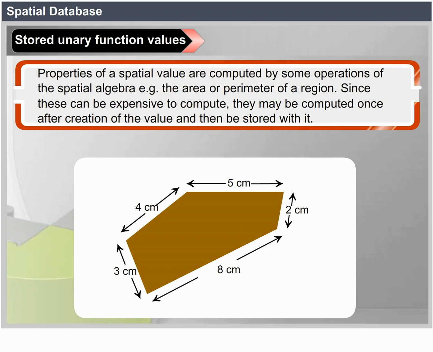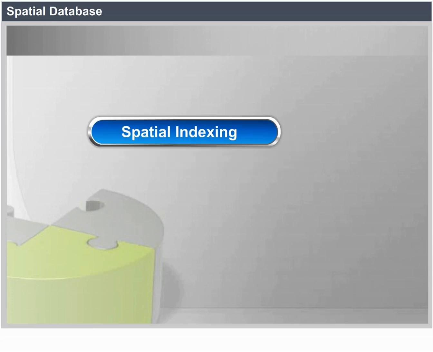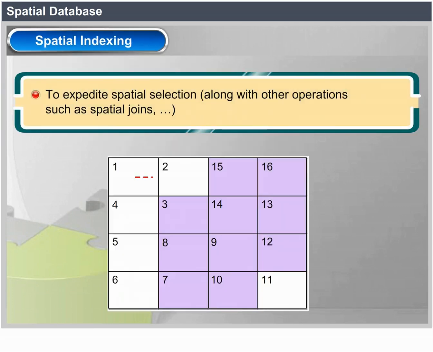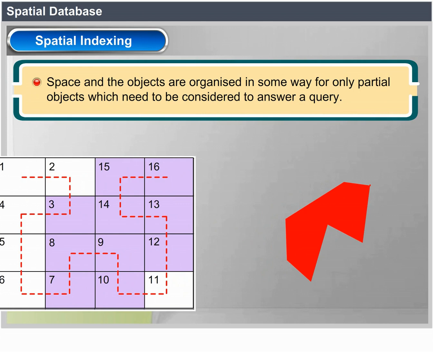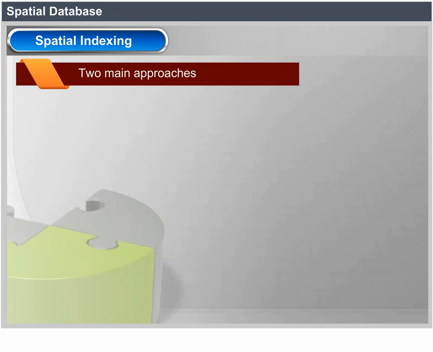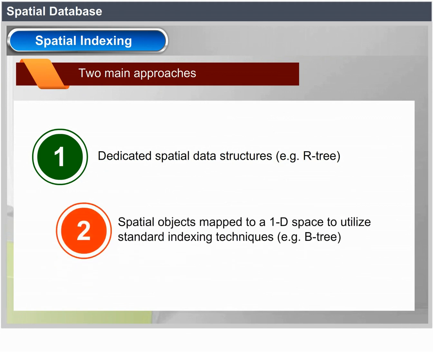Spatial indexing. To expedite the spatial selection as well as other operations such as spatial joins, it organizes space and the objects in it in some way so that only parts of the objects need to be considered to answer a query. Two main approaches. Dedicated spatial data structures, for example, R-tree. Spatial objects map to a 1D space to utilize standard indexing techniques, for example, B-tree.